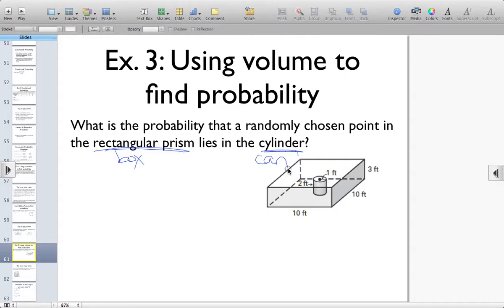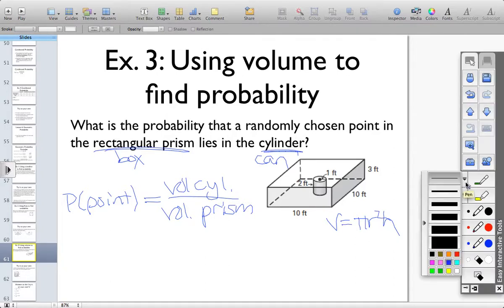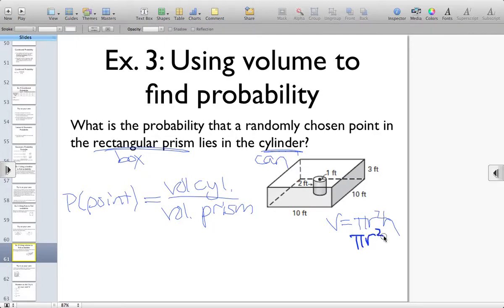All right, so we want to know what's the probability that the point is in the cylinder. So we're going to find the volume of the cylinder over the volume of the rectangular prism, since the cylinder is inside the prism. Volume of a cylinder would be area of the base, so that's pi r squared, because the base is a circle, times the height of the cylinder. Let's change the size of this pen so it's easier to read. Looking at our circle, the radius is 1, and the height is 2. So put all that together and the volume is 2 pi.